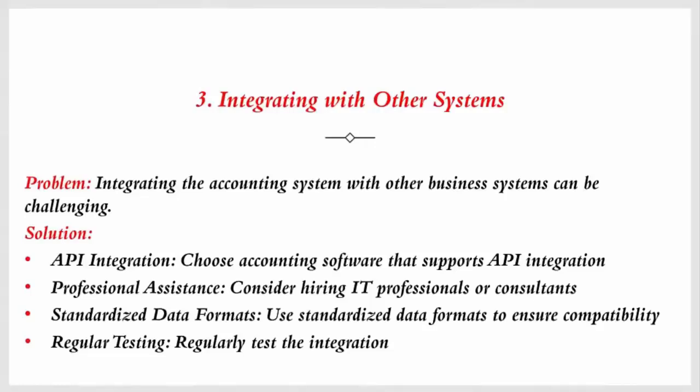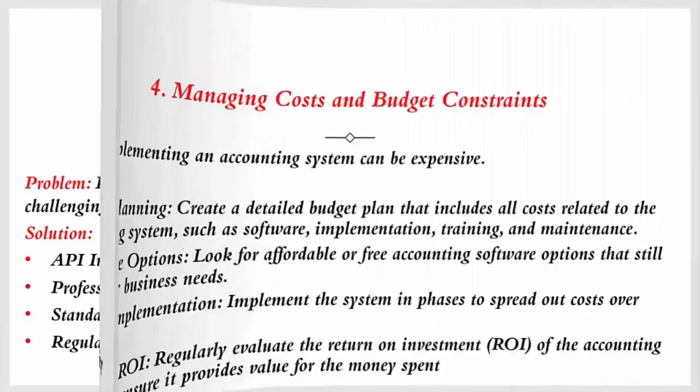Integrating the accounting system with other business systems can be challenging. Solution: API integration. Choose accounting software that supports API integration, which allows different systems to communicate with each other. Professional assistance. Consider hiring IT professionals or consultants to assist with integration. Standardized data formats. Use standardized data formats to ensure compatibility between systems. Regular testing. Regularly test the integration to ensure data is accurately transferred and synchronized.